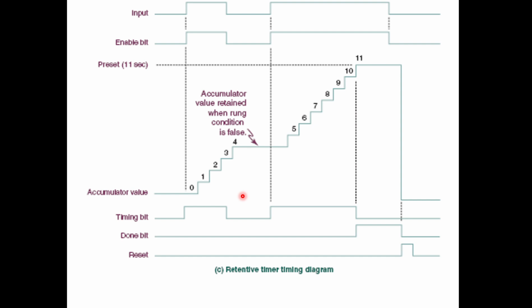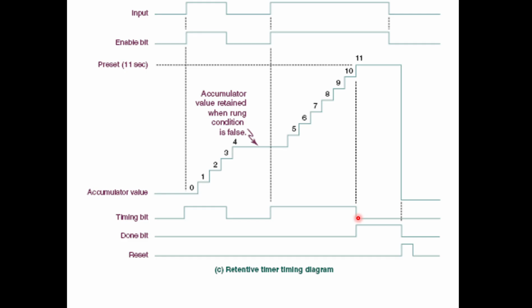But the RTO timer will not reset back to zero. Rather, it will remain in its last position. And then if your input becomes true again and enable becomes true again, it will start to count the timing. The timing bit will become true and it will count from the last value, which is 4 in this case. Once it hits the preset value, which is 11 seconds, your done bit will become true and the timing bit will become false.